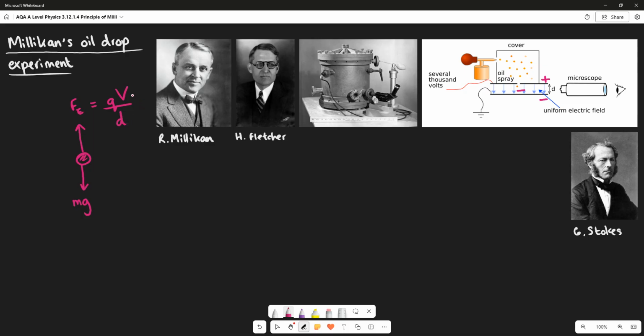The experimenter is controlling the voltage, so we'll know what that value is. The experimental setup will have been carefully measured, and the distance between the plates is also a known value. We just need to calculate the charge. And we can do so once we've reached equilibrium in the space between the two plates, because when the two forces are balanced, they are equal.